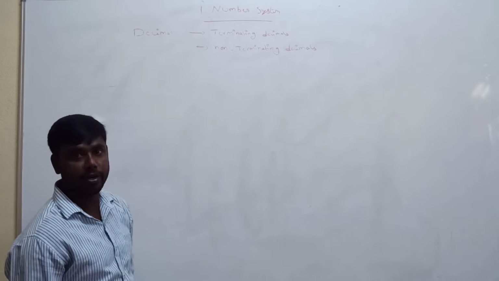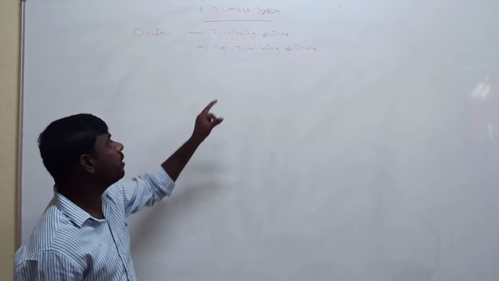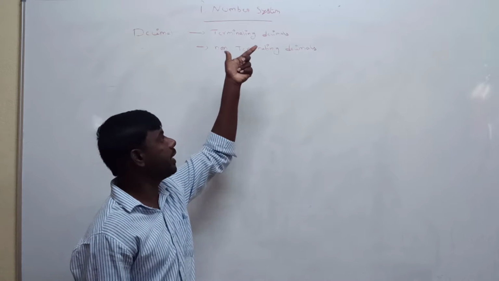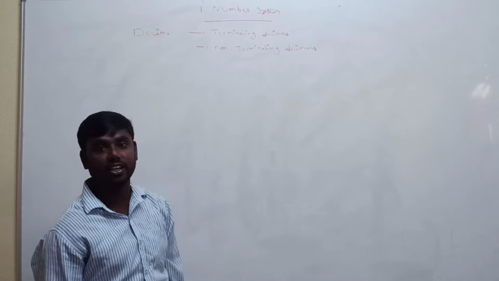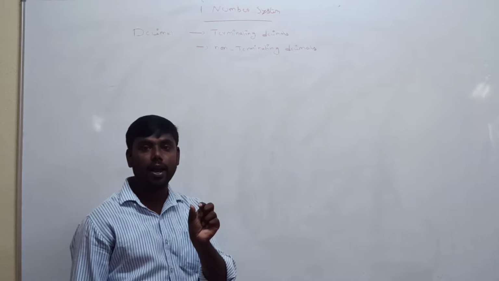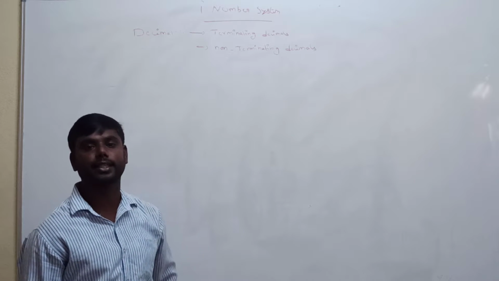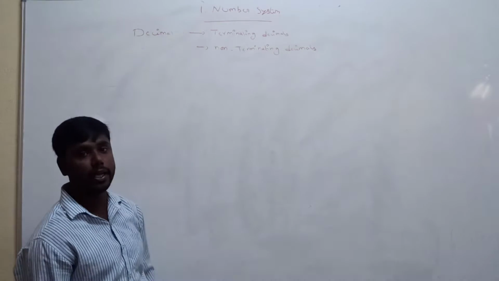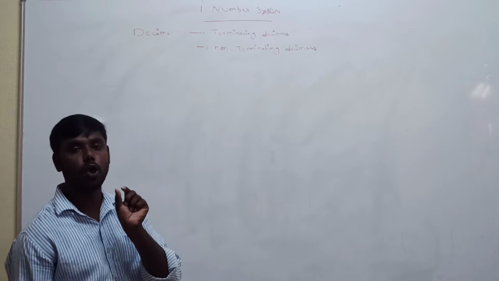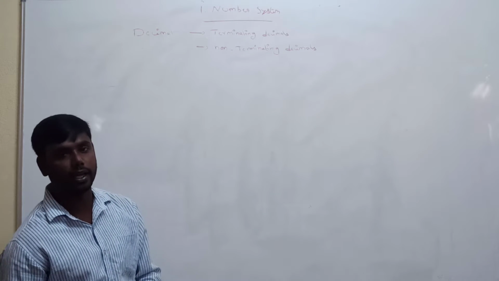So how do we represent decimals? Decimals are represented either as terminating decimals or non-terminating decimals. What is the definition of a terminating decimal? A decimal with only a finite number of places is called a terminating decimal.